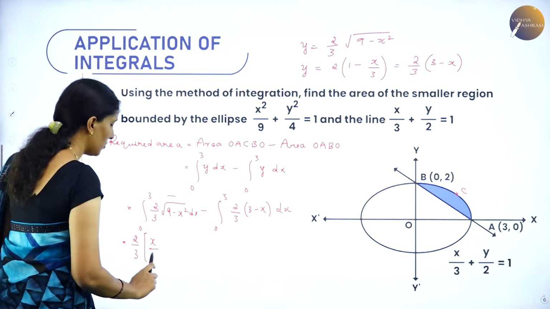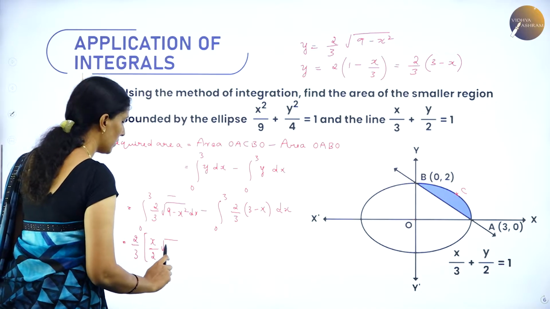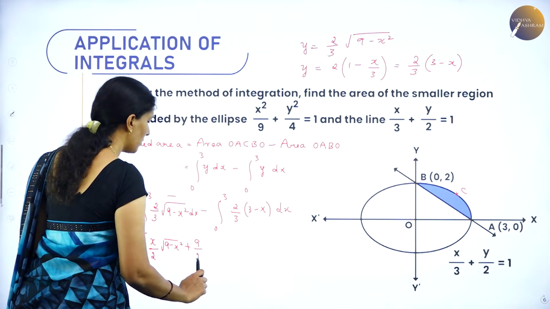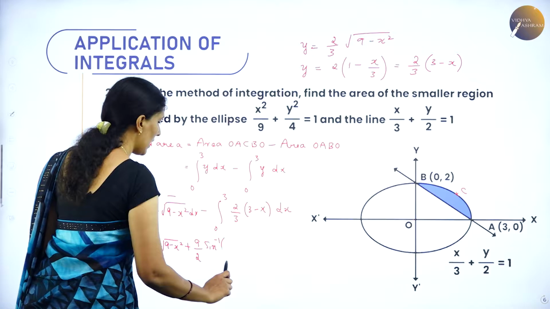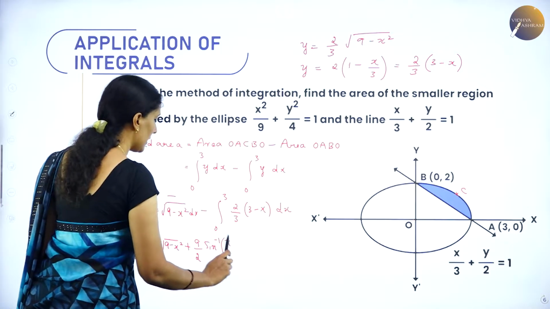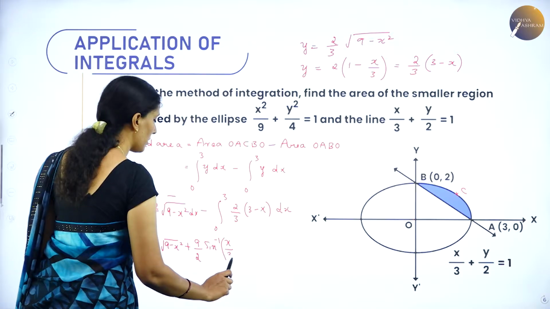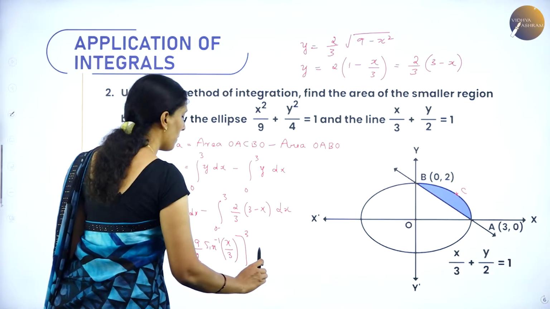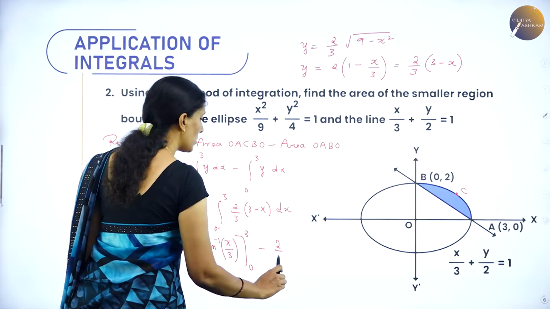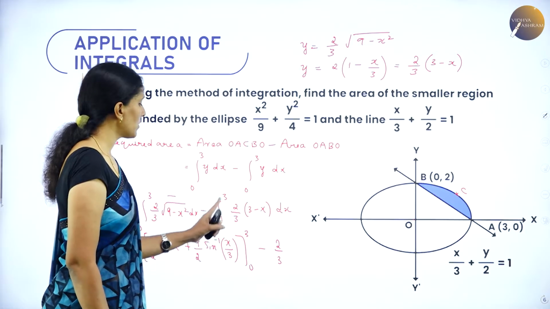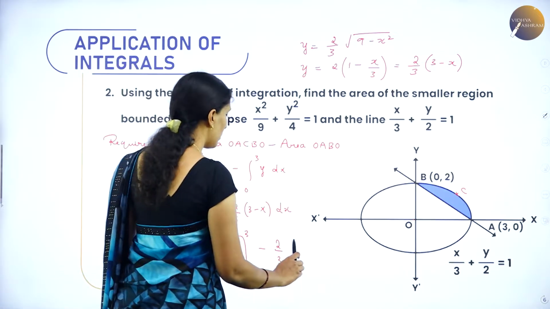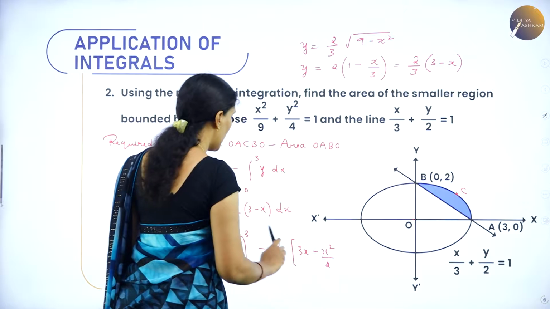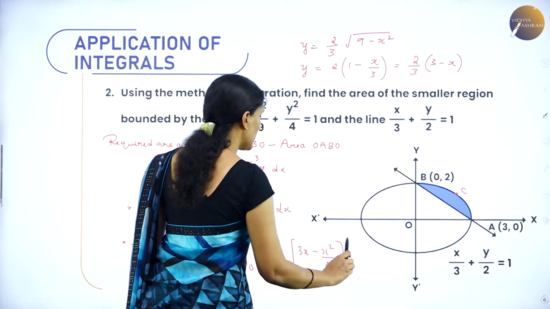So, here x by 2 root of 9 minus x square plus a square by 2, which is 9 by 2 sine inverse x by a. So, x is x here, a is 3, and here the integral goes from 0 to 3. Minus, here also you can take 2 by 3 outside as the constant. You can apply the integral from 0 to 3 for 3 as well as x. So, then it becomes 3x minus x square by 2 and apply the integral here also from 0 to 3.